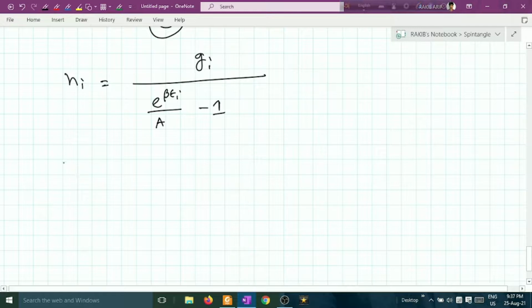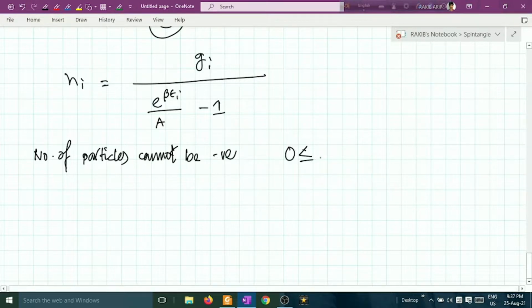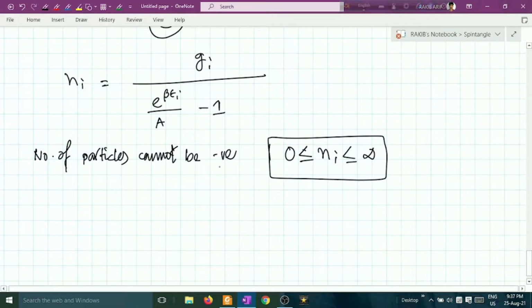We know the number of particles cannot be negative. Number of particles is a positive number. Particles can have zero particles in a particular state, say ni, up to infinity number of particles in a system. So the range, or the span, of number of particles is 0 to infinity.